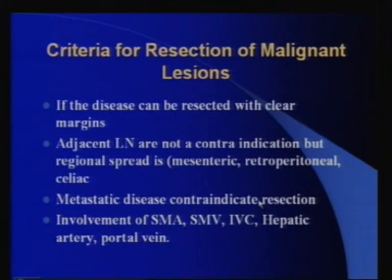Metastatic disease as a contraindication to resection is very clear, and involvement of the superior mesenteric artery, superior mesenteric vein, inferior vena cava, hepatic artery and portal vein would, in the majority of centers, be a contraindication for resection. So when we are looking at these patients, we have to have a clear idea about the lymph nodal status, the metastatic status, and the involvement of the great vessels. In the setting of these involvements, we would not offer any resective surgery. Therefore, these patients would by and large come up for non-surgical methods of palliation.